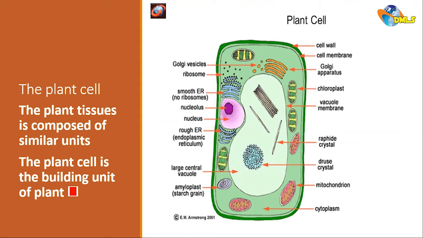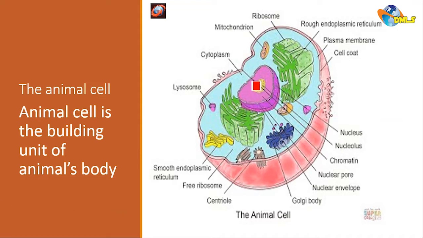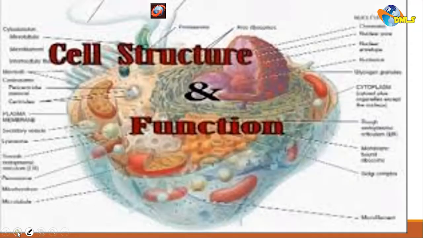But the animal cell is the building unit of an animal body and consists of what? It consists of a cell membrane, cytoplasm, a nucleus, and small vacuoles. And mitochondria, of course. Yes, this is the animal cell structure. So now I want to recognize the structure and the function of each cell.